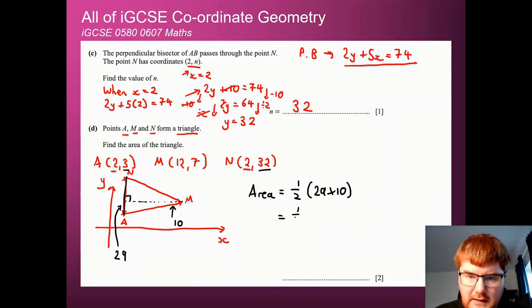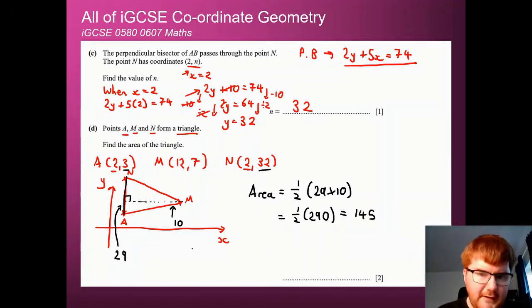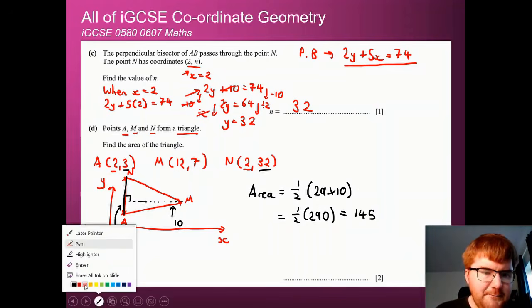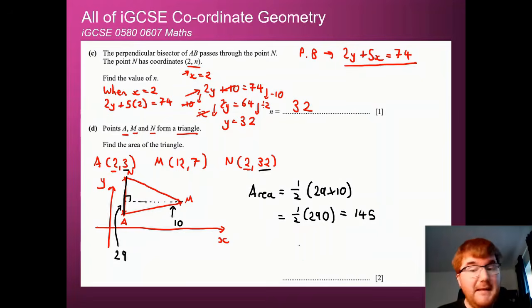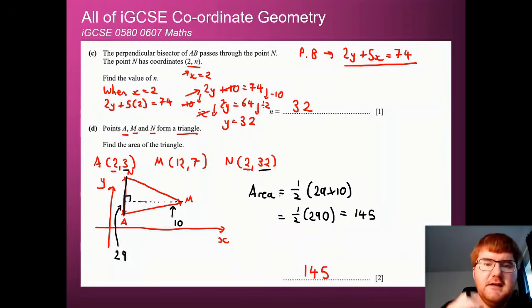We can do a half of 290. Don't need a calculator though, that's going to be 145. So our final answer, again, it's all about drawing a diagram that makes sense. It's going to be 145. Notice there are no units in this particular question, so you don't have to put square centimeters or square meters. Again, the diagram is really helpful here, and spotting that two of the points share the same x or even y coordinate would also work in the same way.